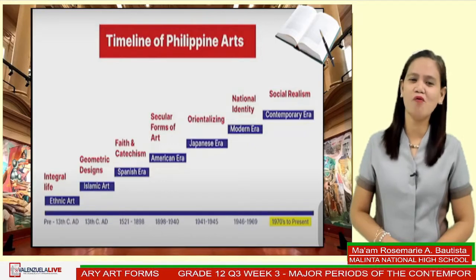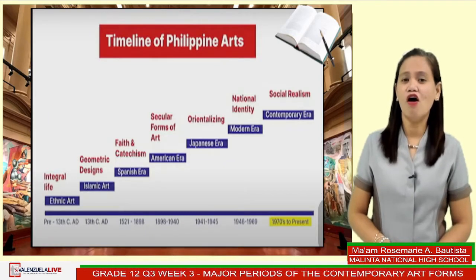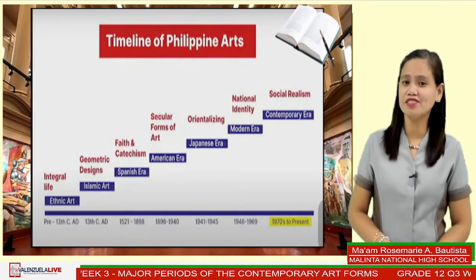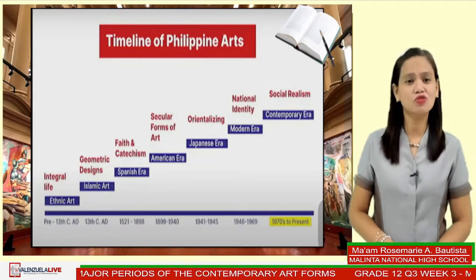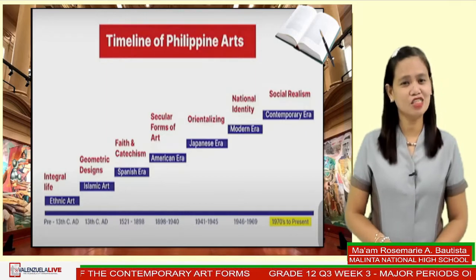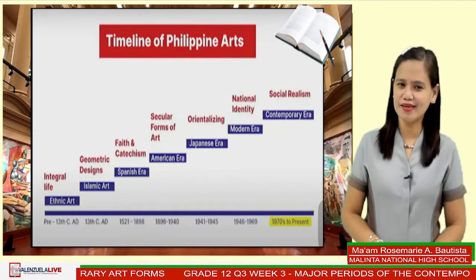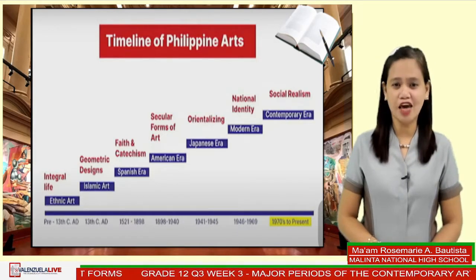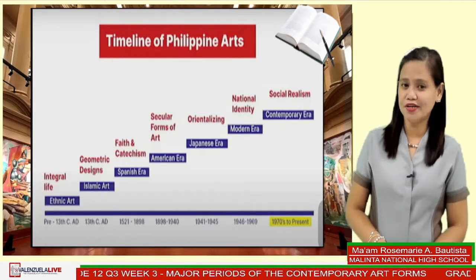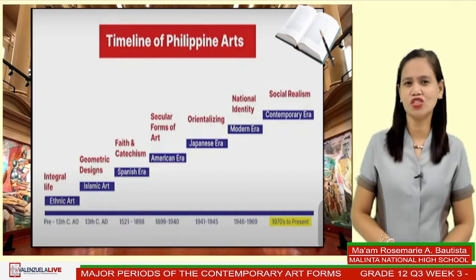So these are the main points of what we discussed today. The major periods of the evolution of various art forms, from traditional, modern, and contemporary styles during pre-Spanish to contemporary era. Ethnic art, integral part, Islamic art, geometric designs, Spanish era, faith and catechism, American era, secular forms of arts, Japanese era, orientalizing, modern era, national identity, and contemporary era, social realism.